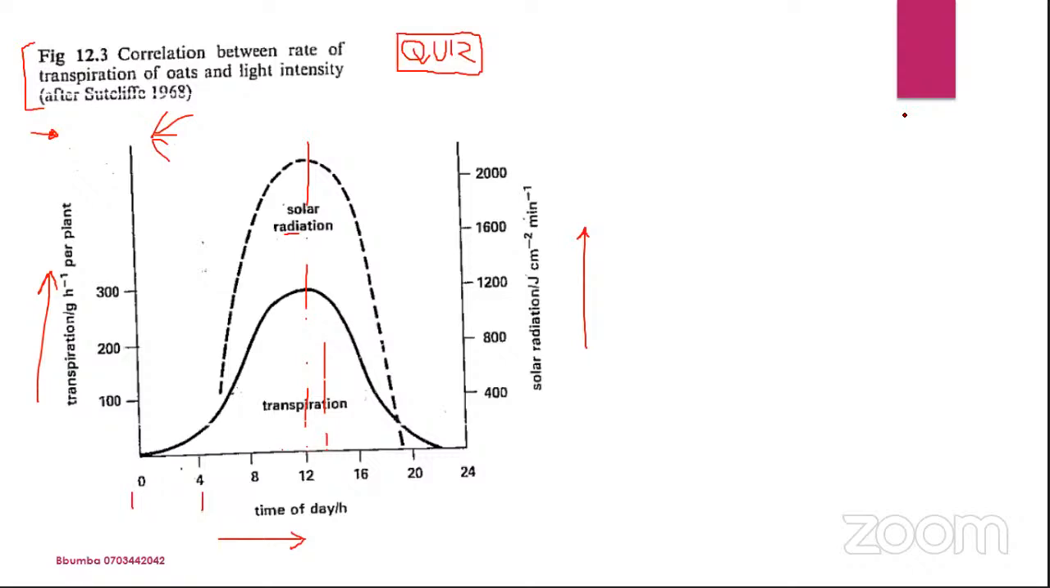And from 20 to 24, the rate of transpiration decreased again gradually, because of low solar radiation, and the stomata were closed, hence reducing the rate of transpiration. Wow. Thank you very much, Arthur.